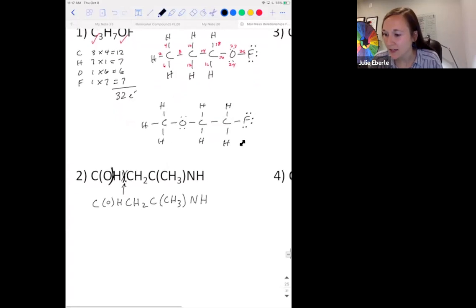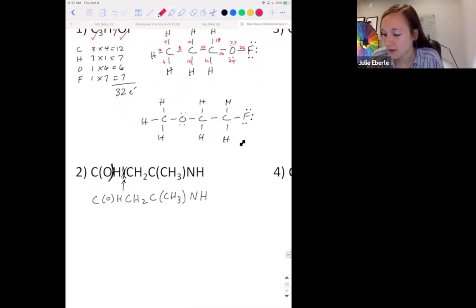Hopefully so. So let's start. Let's start dividing this into groups. Remember, you read this left to right.